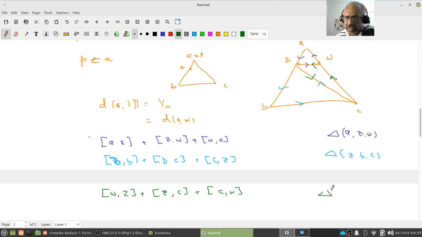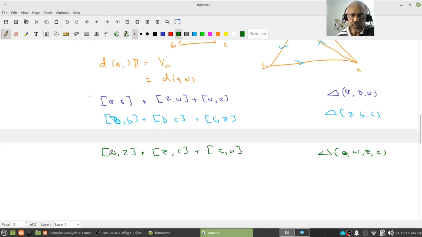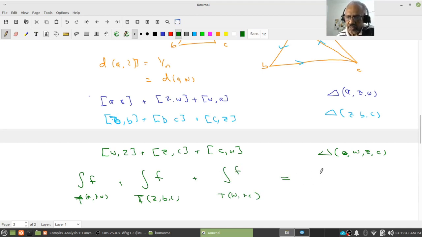This is the boundary of the triangle corresponding to A, W, Z, C. Okay. Now what I am claiming is that the integral of f over these three triangles, that is, the triangle AZW, plus the integral of f over the triangle ZBC, plus the triangle WZC, is the same as the path integral of f over the triangle ABC.